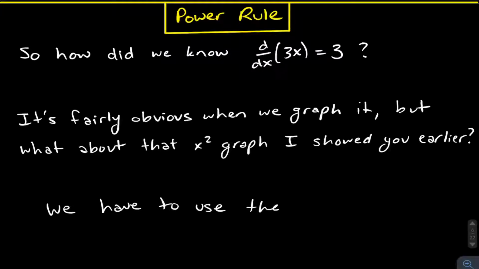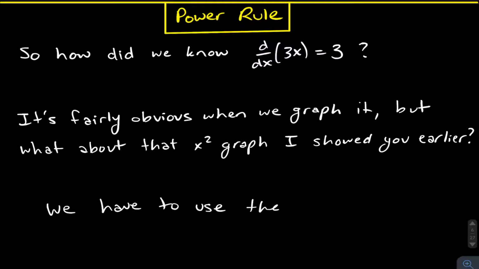Okay, we're going to talk about how we got from y equals 3x to y equals 3 without actually having to use that y equals mx plus b equation, and then we're going to talk about how we got from y equals x squared to y equals 2x. All right, so it's going to be pretty cool here.